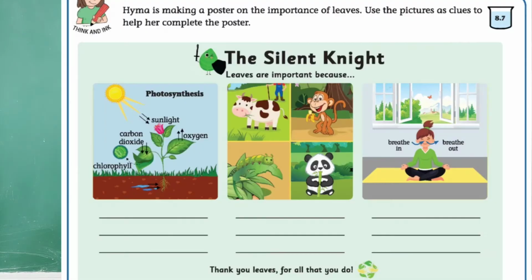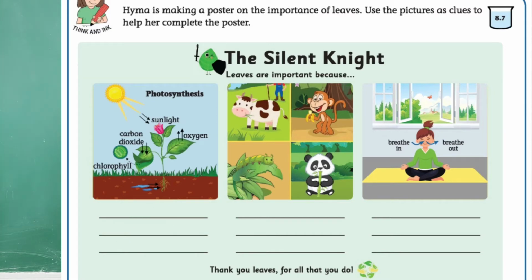Okay, here we can see some posters. Why leaves are important? So here we can see a photosynthesis picture, isn't it? Here there is the presence of sunlight, carbon dioxide, oxygen and chlorophyll. So you can see photosynthesis here. Down below you have to write, they make food for the plants. Yes, during photosynthesis what is happening? The leaves are preparing food for the plant. So you have to write that there.